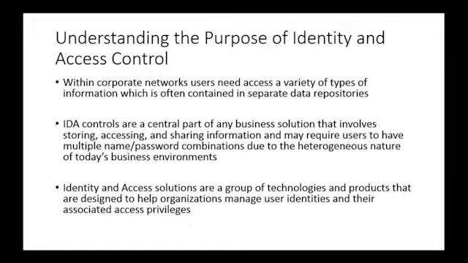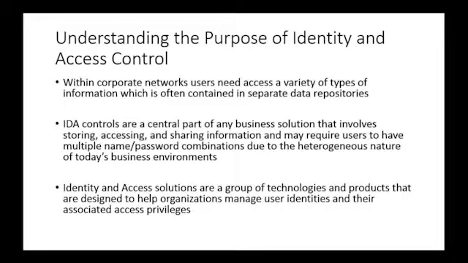So first, let's look at understanding exactly what identity and access control is. What is the purpose for this? Within corporate networks, you have users that are going to need a variety of types of information. Often that information is going to be contained in separate places. We have access to a database, a mailbox on an email server, file servers, web servers. So there's data throughout that the users are actually going to need to access.